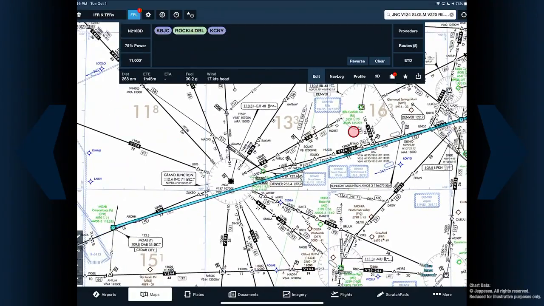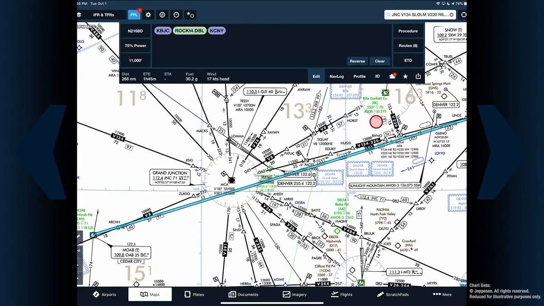And then I'm also going to tune in Grand Junction, JNC. I'm not going to track to it. I'm just going to monitor the facility. So I typically have them both up on my bearing pointers. And as long as I have no RNAV loss or degradation of service, I don't need to use them.